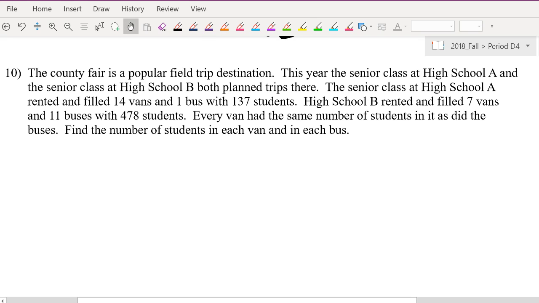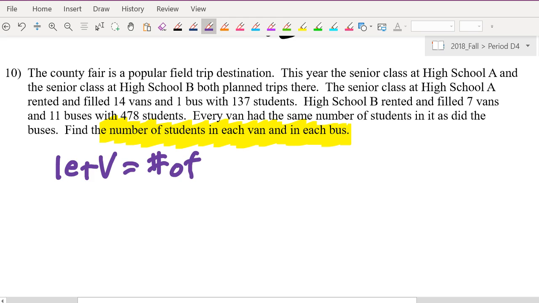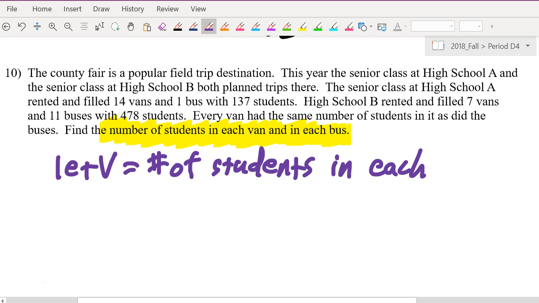Okay, so one of the secrets of these is to look at the end, right? The number of students in each van and the number of students in each bus. And that way we know what our variables have to be. It's the unknowns. So what do we want to make our variables? V and B is easy, right? So let V equal number of students in each van.